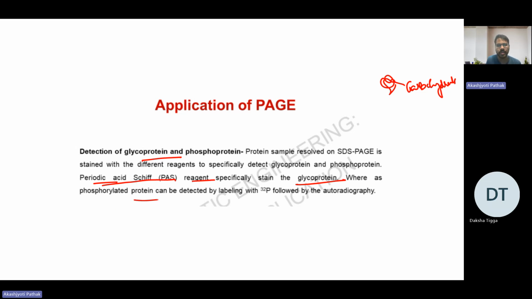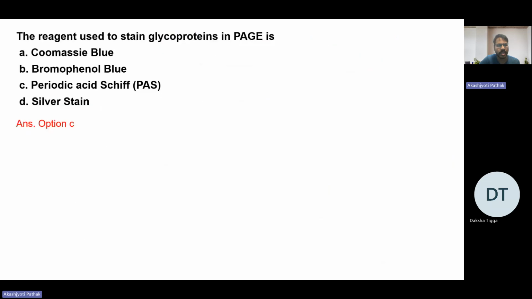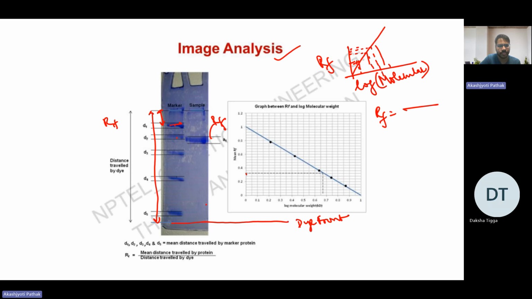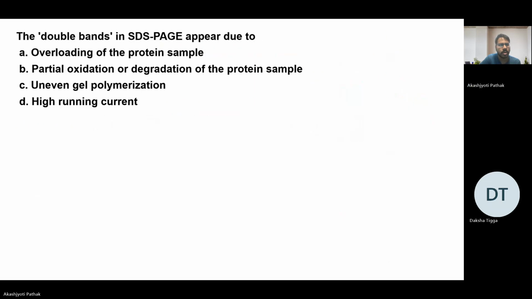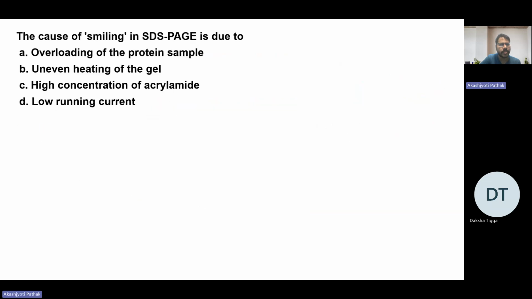Whereas a phosphorylated protein can be detected by autoradiography. P32 is radioactive, so you can detect it by autoradiography. So this is the question that was asked over here: which reagent is used to stain glycoprotein? The periodic acid Schiff reagent. Okay, these things I covered. We can quickly go through this.